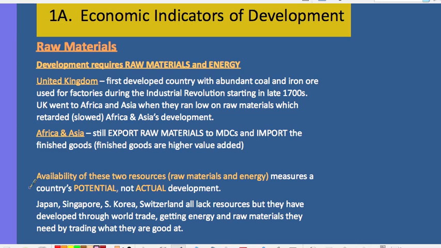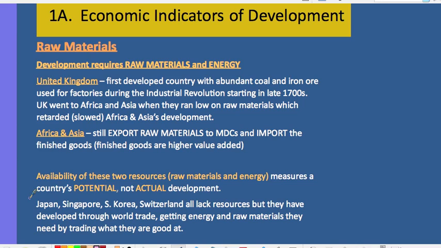Countries like Japan or Singapore or Switzerland don't have these resources, but they can get them. They can trade something that they do have with another country, and get these things so they can develop.